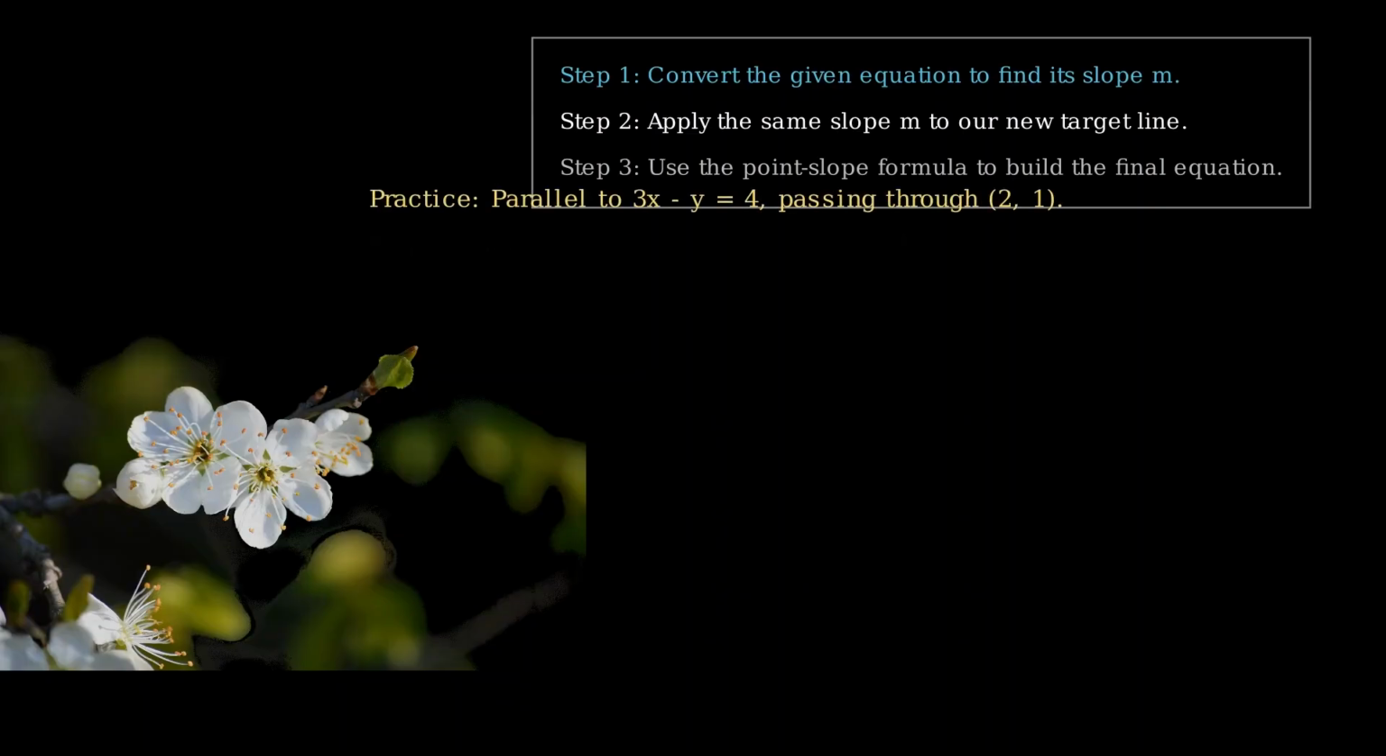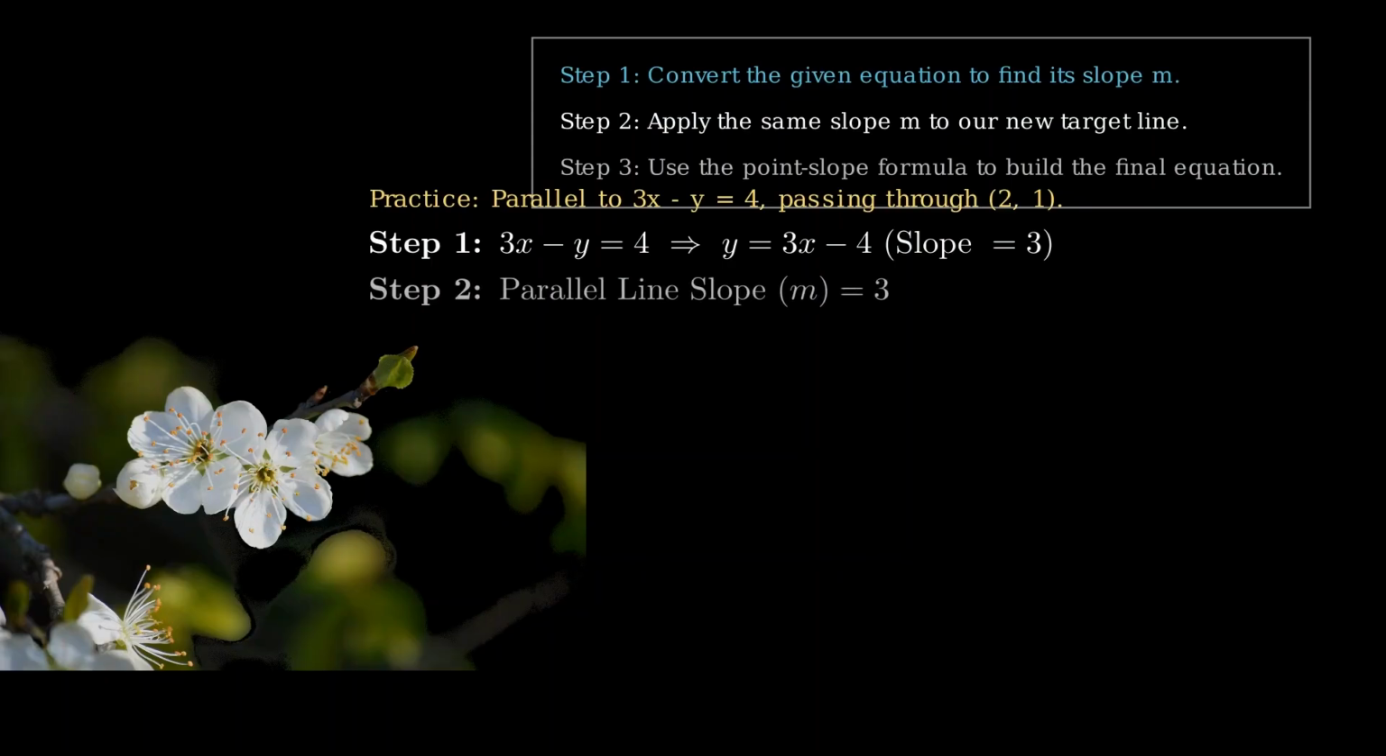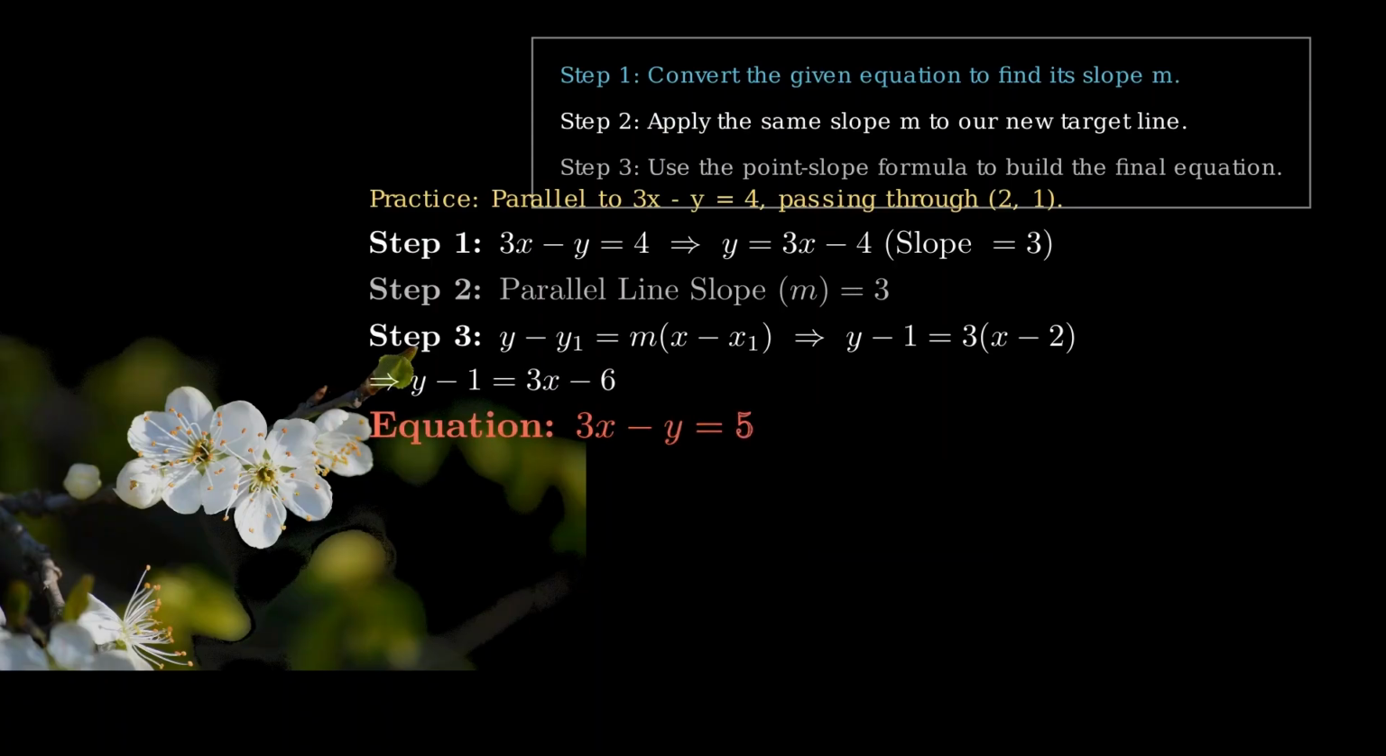Let's solve the practice problem. Find the equation of the line through (2, 1) that is parallel to the line 3x minus y equals 4. Step 1. Rearrange the given line into slope-intercept form to find y equals 3x minus 4. This shows the original slope is 3.